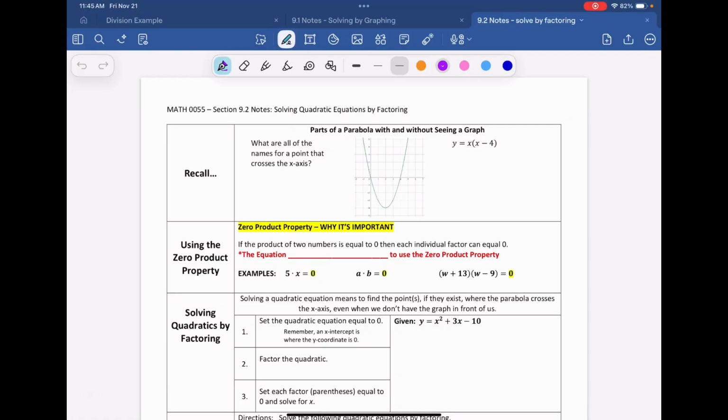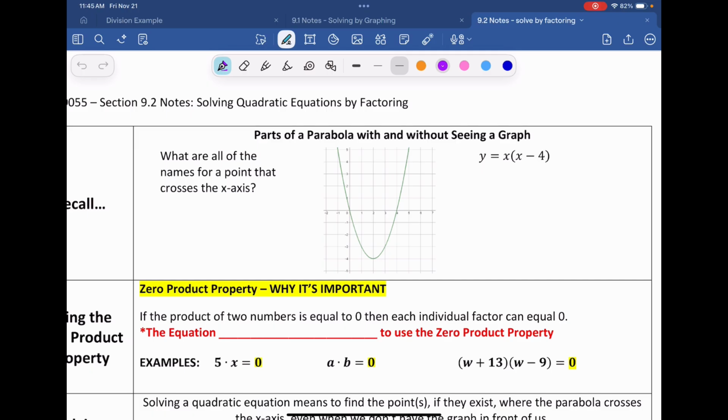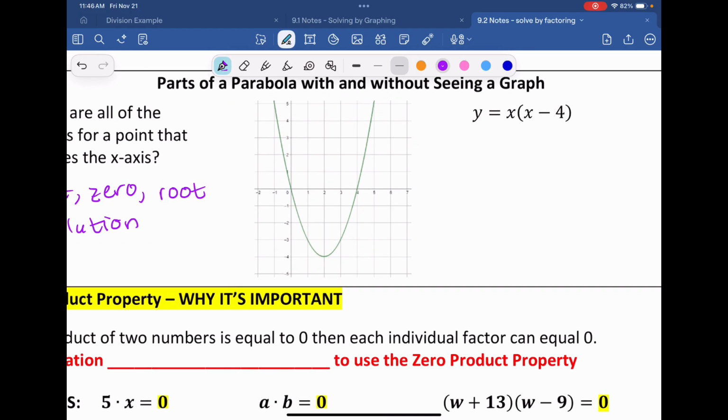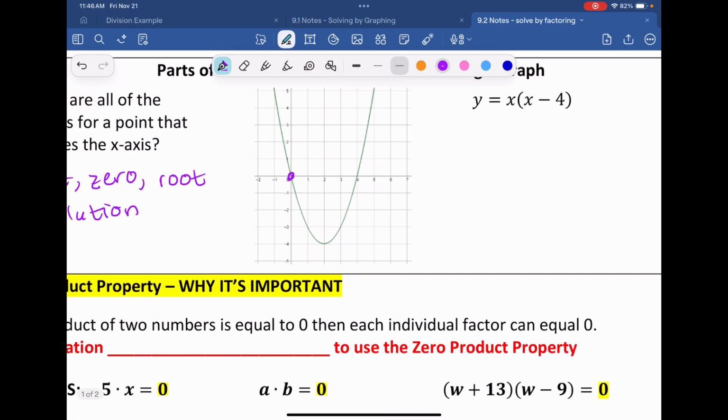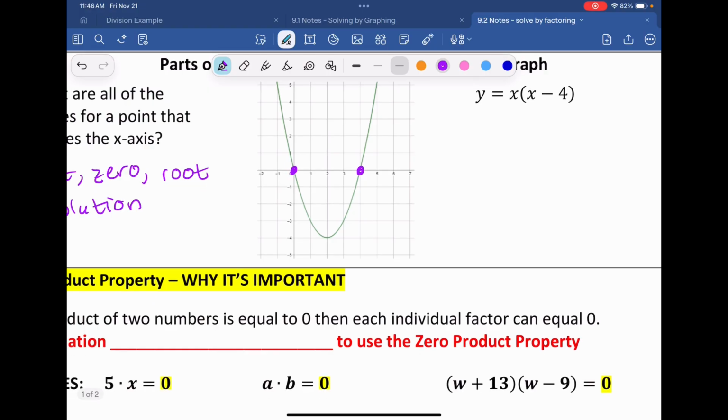All right, now we have 100% done this before, but always willing to do it again. Solving a quadratic equation by factoring. All right, now we just did this with graphing. All the names for a point that crosses the x-axis: x-intercept, 0, root, solution. There's probably more, but these are four I can think of. So I can physically see where this graph crosses the x-axis. All right, now x equals 0 and x equals 4.